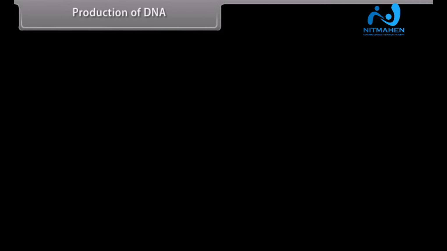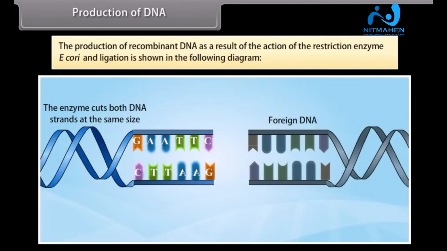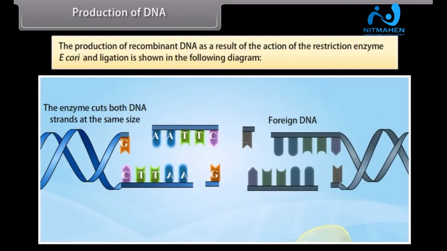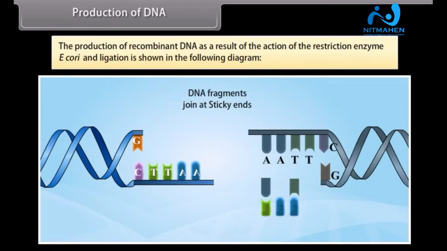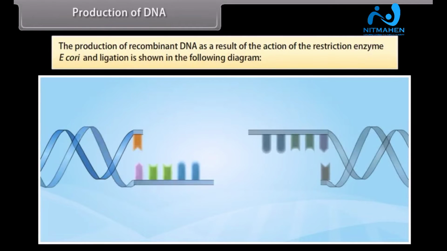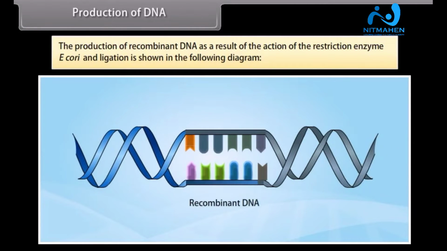Production of recombinant DNA. The production of recombinant DNA as a result of the action of the restriction enzyme EcoRI and ligation is shown in the following diagram. The enzymes cut both DNAs at the same site. After that, both DNA fragments can be joined at the sticky ends, and it results in a recombinant DNA.